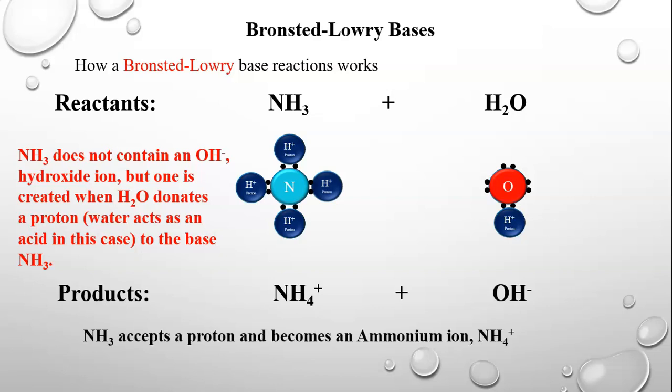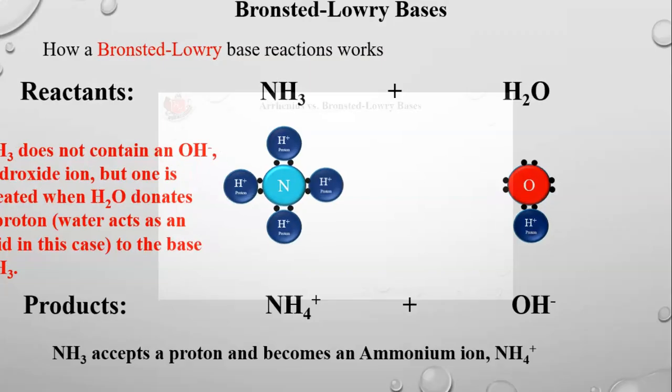NH3 accepts a proton and becomes an ammonium ion, NH4+. So in this case, ammonia accepted a proton, was a proton acceptor. That makes it a base. And water was a proton donor. It gave up the proton to go over to NH3. That makes the water, in this case, an acid. In some reactions, water acts as an acid. In other reactions, it acts as a base.